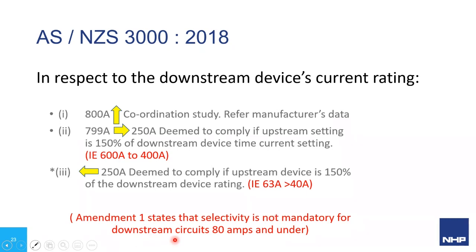Amendment 1 states that selectivity is not mandatory for downstream circuits 80 amps and under. Now, not being mandatory doesn't mean it's not desirable. So depending on what the use of that downstream circuit is, selectivity may be a desirable factor, even though according to AS 3000, it's not a mandatory requirement.